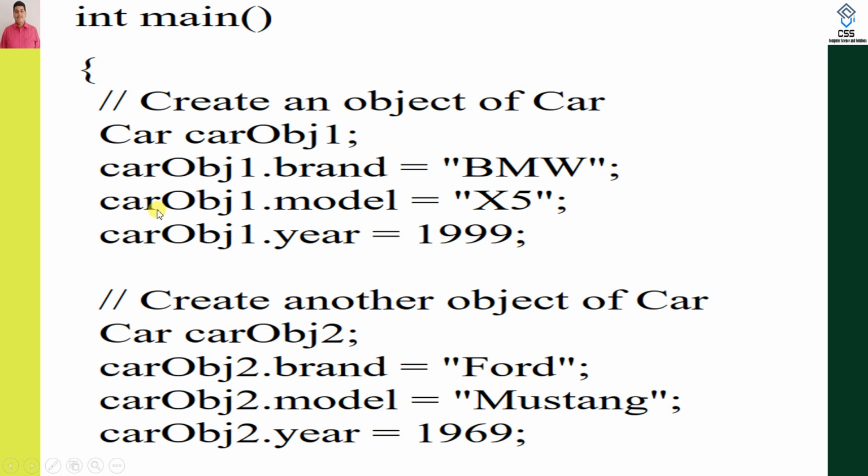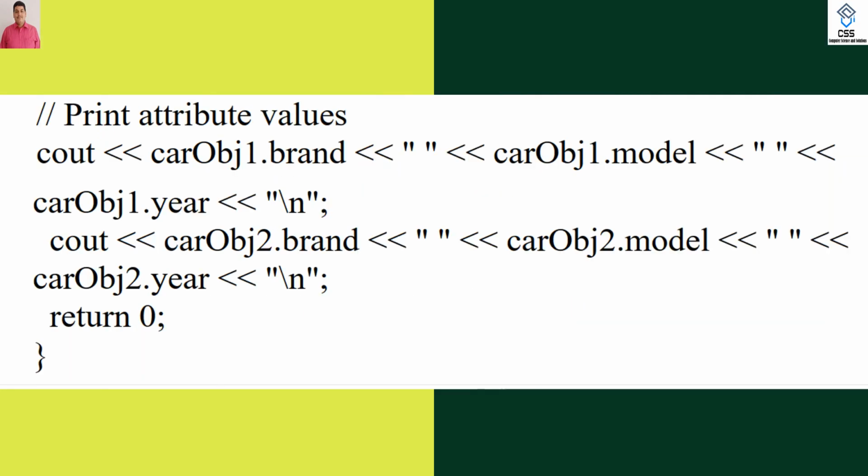One record is stored. Suppose we want to store another record, then we create another object: class name, object name. Again, object2.brand, object2.model, object2.year. Two records are stored; we are creating two objects. Like this, if we want to store many records, we can declare many objects. In the similar way, we can access object1.brand, object1.model, object1.year, object2.brand, object2.model, object2.year. It means a class may have multiple objects, each object stores a record, and multiple objects can store multiple records.